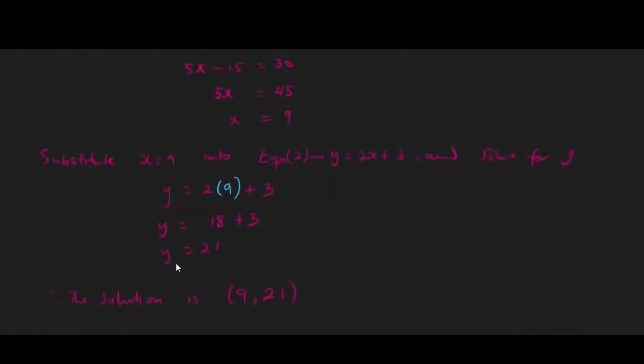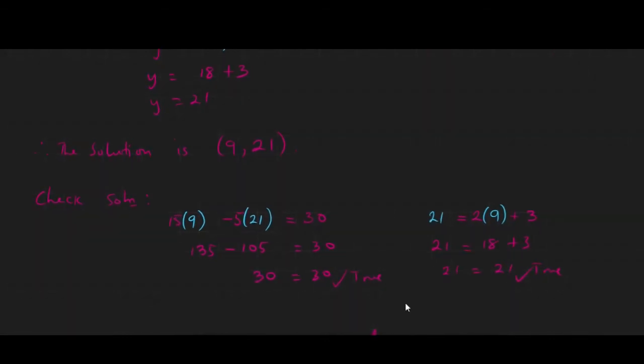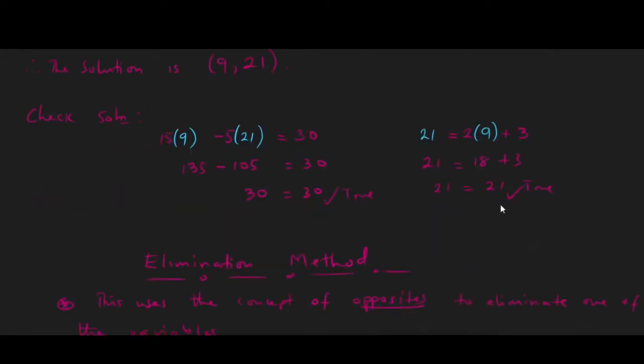That gives us y is equal to 21. Therefore, the solution set is (9, 21). We can always check our answers by plugging in x is equal to 9 and then y is equal to 21 in the two original equations. When we do so, we get 30 is equal to 30 for the first one and then 21 is equal to 21 for the second one, confirming that our solution set is correct.